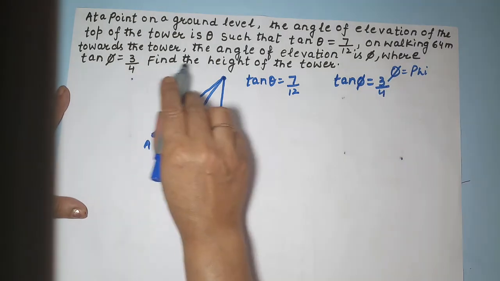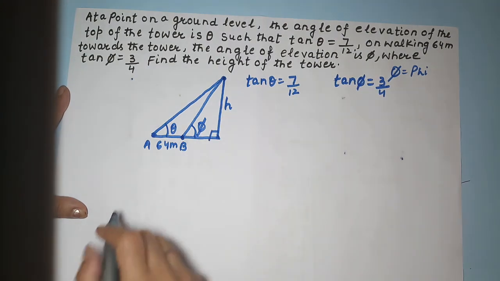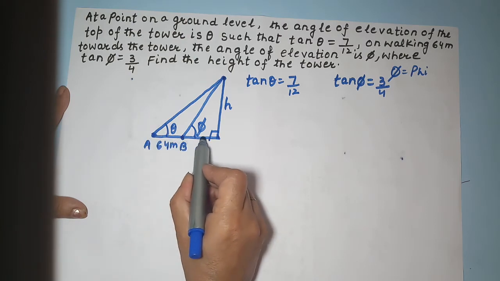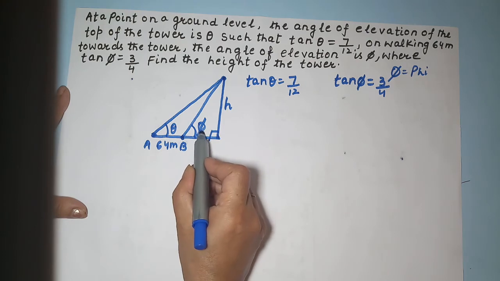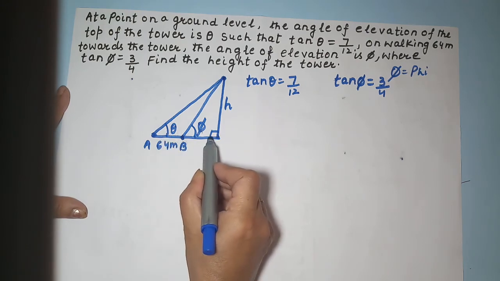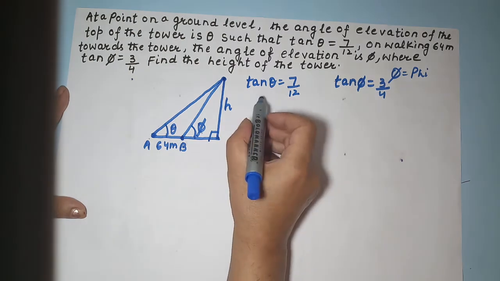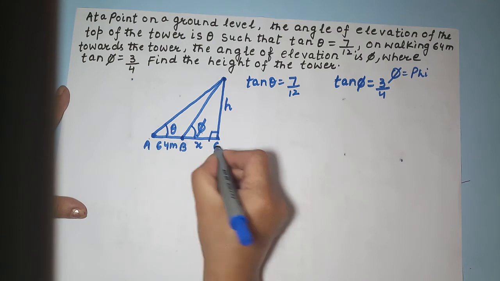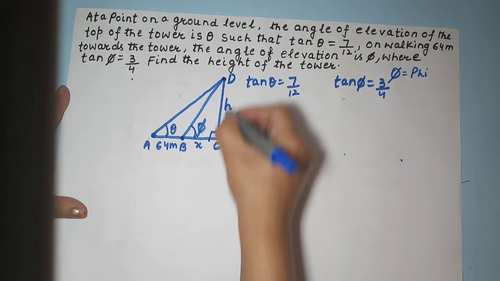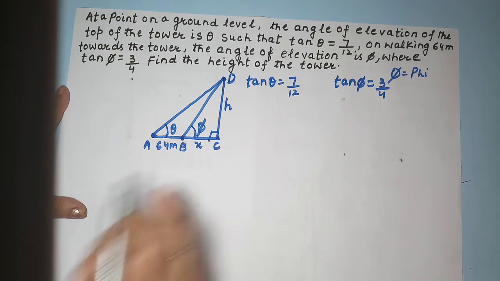Now, he wants us to calculate the height of the tower. Now, this h we have to calculate. Remember, when we move towards the tower, the angle of elevation increases. Phi is greater than theta. So as you move away from the tower, the angle of elevation decreases, right? Okay, now let's say that this is A, B and this is C, and let me call this D. DC is the height of the tower. AB is 64 and let's say that BC is X, right?